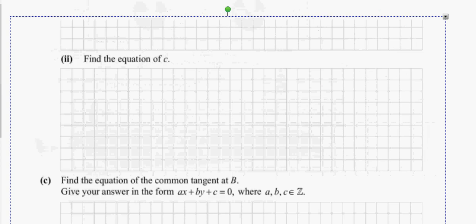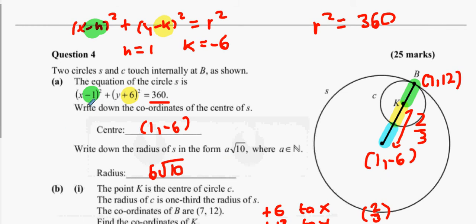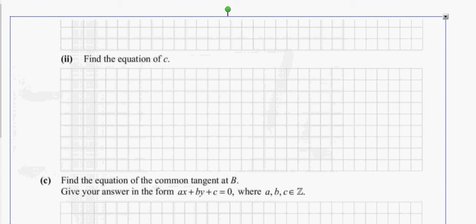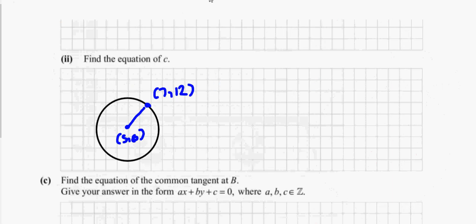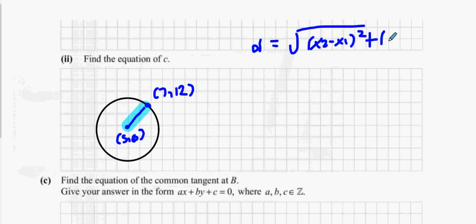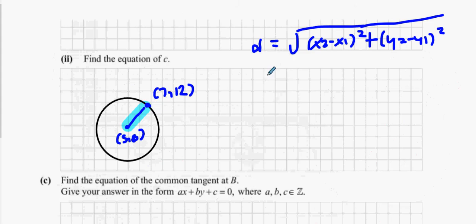Now, part B, find the equation of C. No bother. What do we know about C? We have the center of the circle is (5, 6). So that's (5, 6), and this is (7, 12), I believe. So I can find the radius by using the distance formula, the geometry distance formula, but I'm going to be a bit lazier than that because I know a shortcut only for this question: it's 1/3 of this. So 1/3 of 6 root 10 is 2 root 10. So I know radius is 2 root 10.